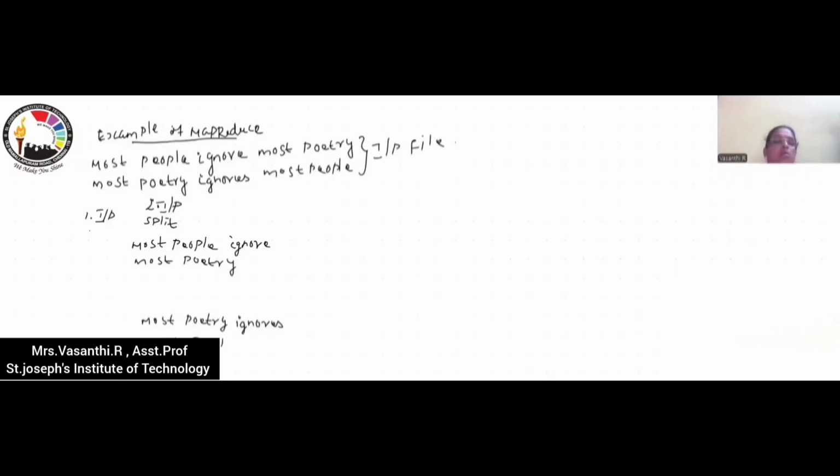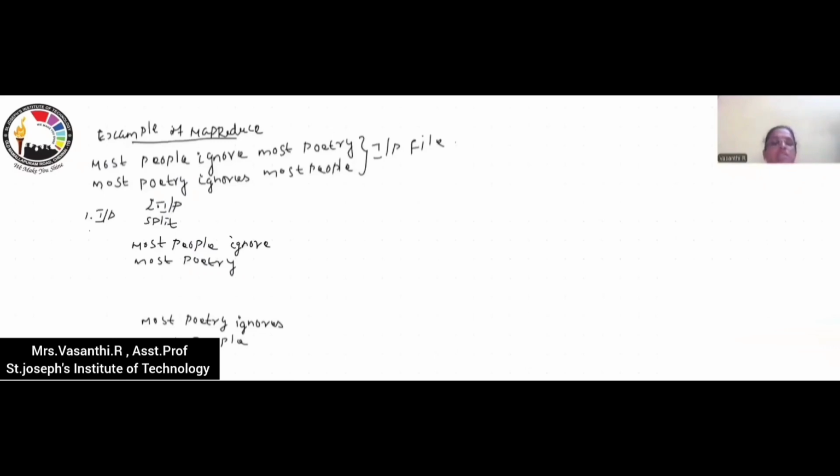So see, this is the input file. This input file contains: most people ignore most poetry. Most poetry ignores most people. Now we are going to split it into a number of blocks. So this is one block, and this is another block. In the first block, we are splitting the input: most people ignore most poetry, and the second block is most poetry ignores most people.